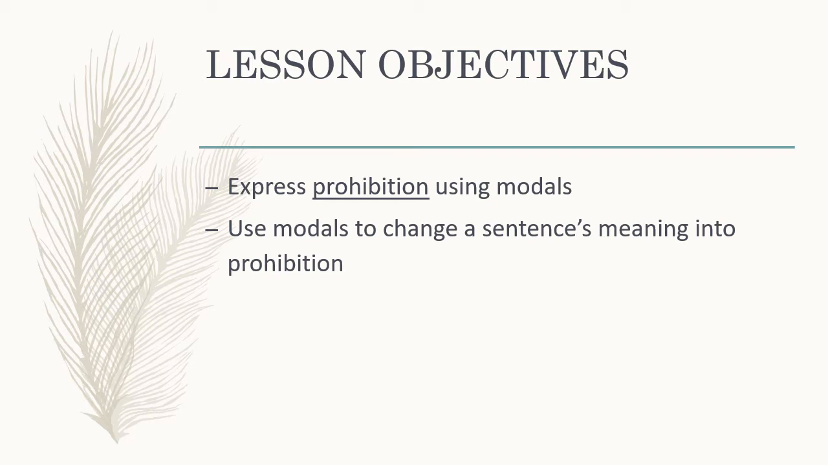So for this week, we have the following lesson objectives. One, express prohibition using modals. And the second one is to use modals to change a sentence's meaning into prohibition. Your modules are one of the easiest there is in all the grade levels, and we only have two lesson objectives this week, and I think they're not really difficult to achieve. Hopefully we can achieve these lesson objectives by the end of our discussion and by the end of your reading the module.